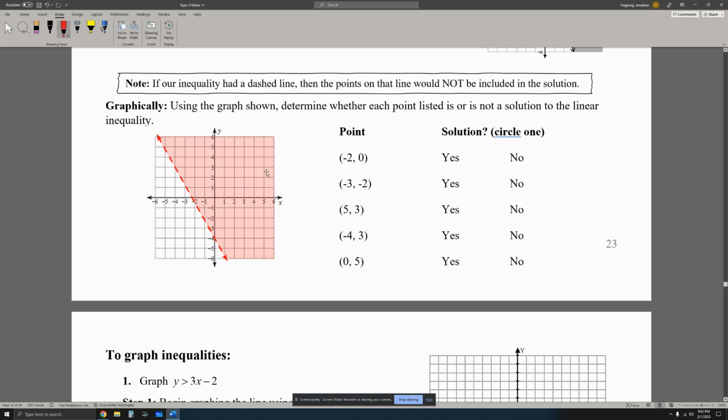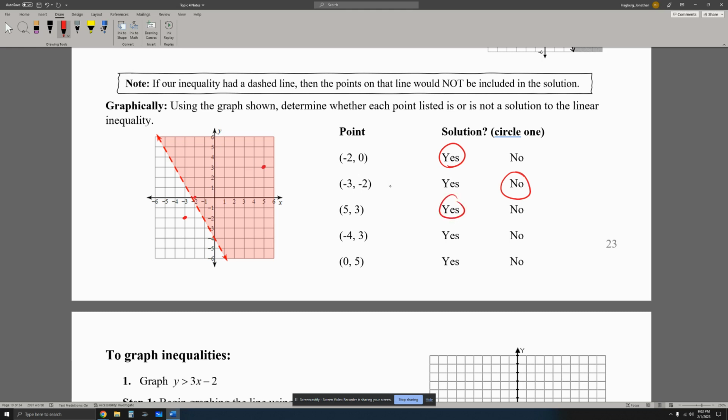Using this graph below, let's see whether or not these ordered pairs are solutions to the linear inequality. So we'll start with negative 2, 0. If I were to plot that point, it's just to the right of the line. So this is in the shaded region. This is a solution. Negative 3, negative 2 is not in the shaded region. So this is not a solution. 5, 3 is deep in the shaded region. We're good there. That is a solution.